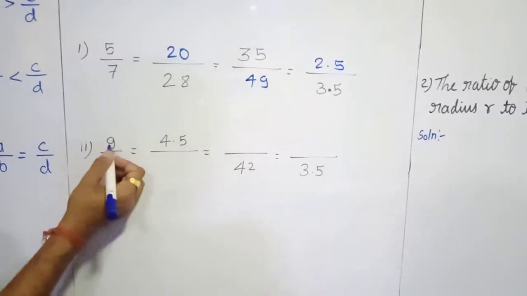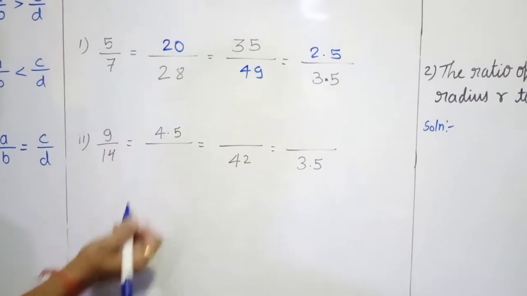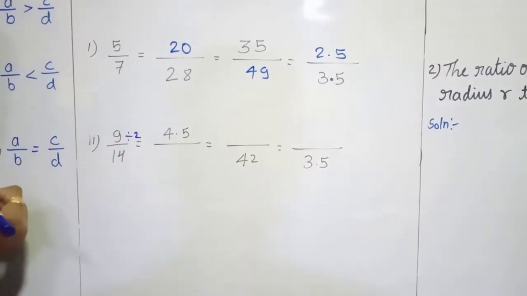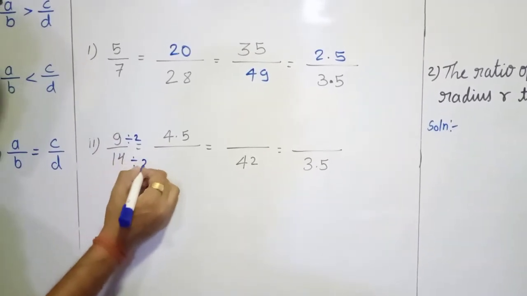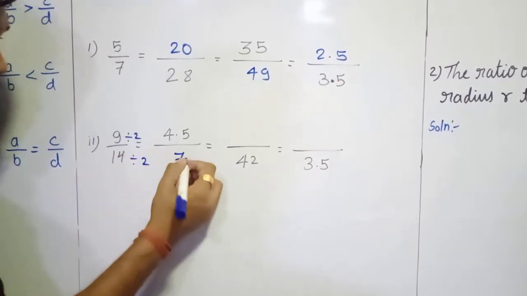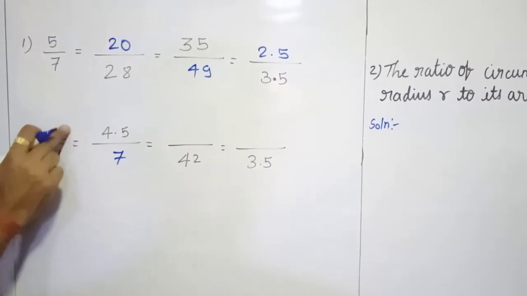Here we have 9 upon 14. 9 becomes 4.5, which means this 9 is divided by 2. At the same time, we have to divide the denominator 14 also by 2. So we are getting 7. 2 7s are 14. Yes.